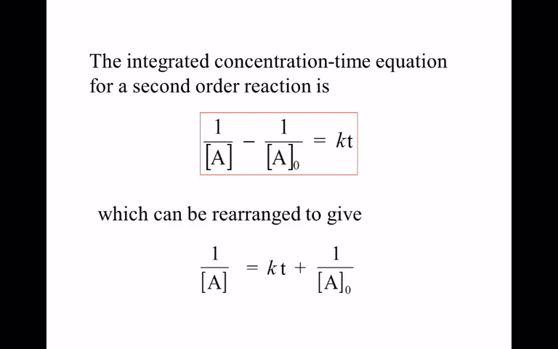So here we go. If it's second order, 1 over the molar concentration of A at time t minus 1 over the initial molar concentration of A is equal to kt.